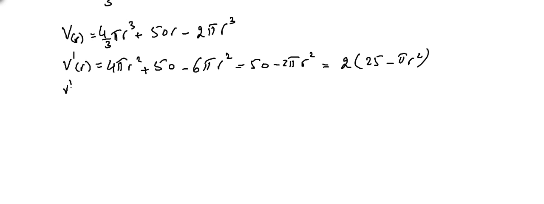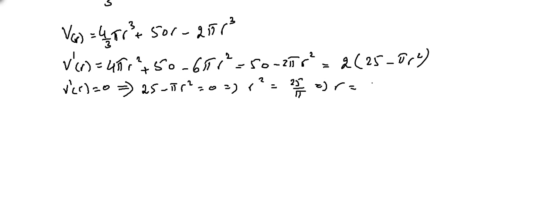All right, let me say that V prime of r equals 0, because we are finding the maximum volume, so we should take this equal to 0 to find the local maximum point or the local minimum point. So 25 minus pi r square equals 0. That means r square is equal to 25 divided by pi. This means that r is equal to 5 divided by radical pi, or if you want, 5 radical pi over pi after rationalizing.